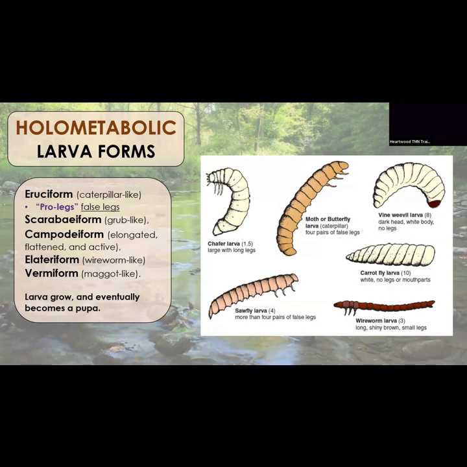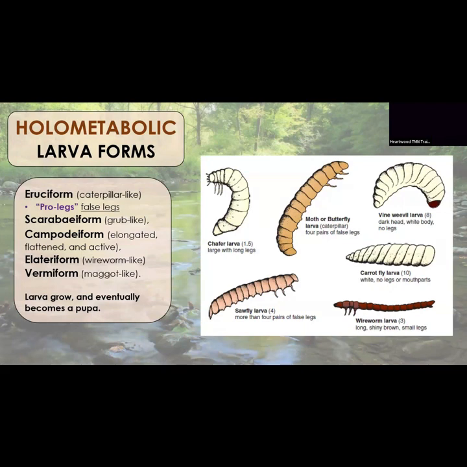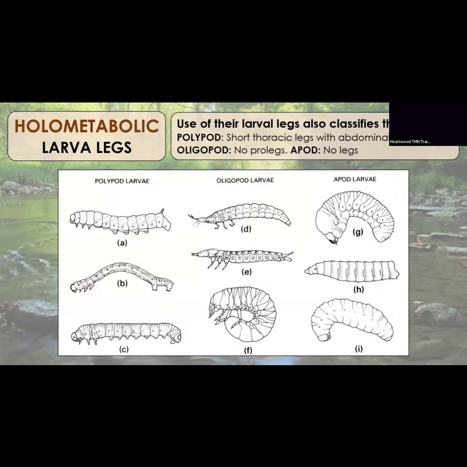So you have eruciform, which are caterpillar-like. Scarabaeiform, so grub-like, and then campodeiform, elateriform, wireworm. So we're gonna go through a few examples of those. But it's not just about their shape, it's also their locomotion. Can they use legs? So polypod larvae. Poly just means a lot, and that's usually caterpillars. So what it means is they've got real legs and then they've got some false legs. So it just looks like they've got a bunch of legs.